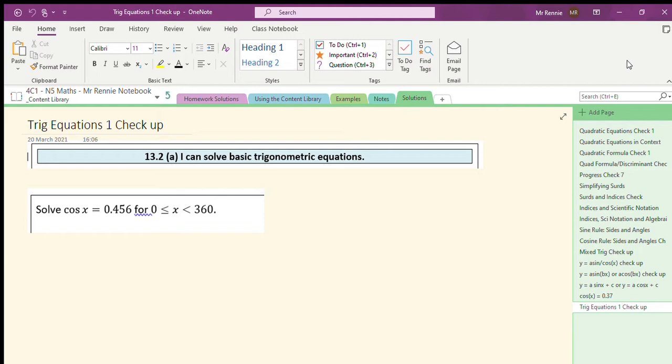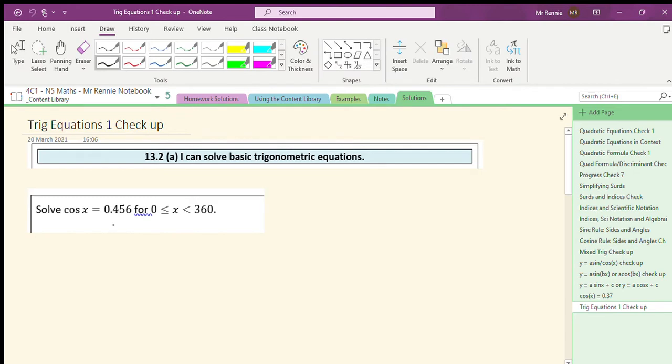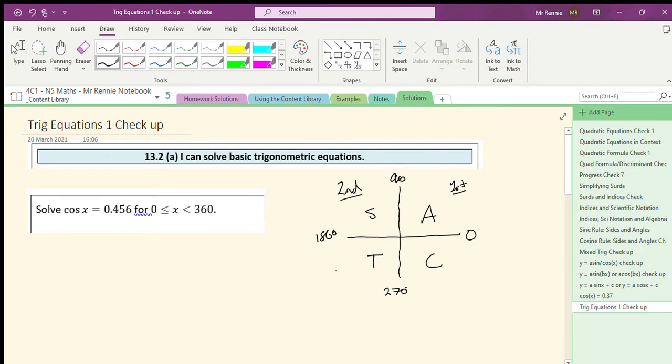The first question gave us cos of x equals 0.456. So I've been told what my cos x value is. It's something positive, so I need to draw my cast diagram and work out where cos is positive. If I draw my cast diagram, all, sine, tan, cos, we should be getting plenty of practice of that. Put my degrees in: 0 round to 90, round to 180, down to 270, back to 0. That's my first quadrant, my second's over here, third's down at tan, and my last quadrant's fourth.